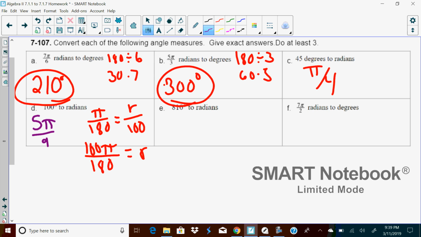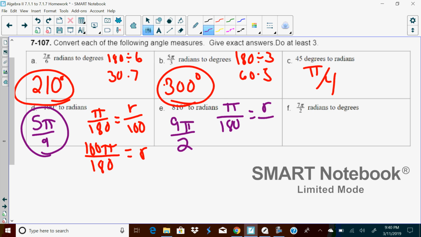Pi over 9. So 810 degrees. I just kept subtracting 360 to see where I would end up. So I actually ended up at 90. So I ended up with 9 pi over 2. Another way to do it, though, would be to write a proportion. So I can do pi over 180 equals r over 810. And if I solve that, I'd get 9 pi over 2. And 7 pi over 2 is 630 degrees. So do 180 divided by 2, 90, 90 times 7.